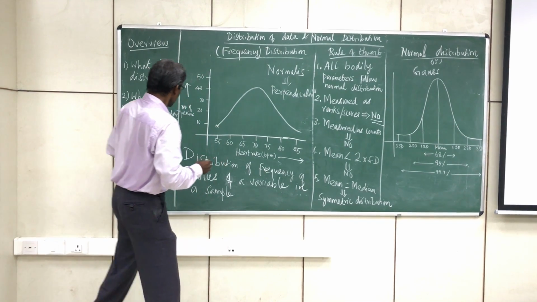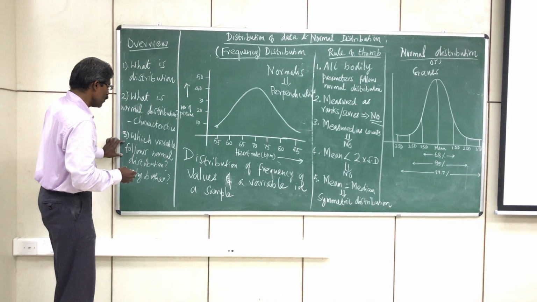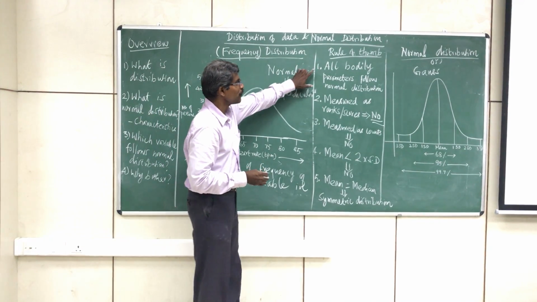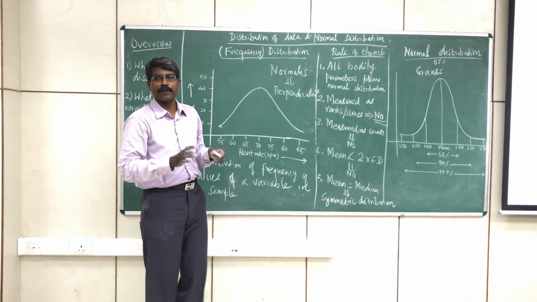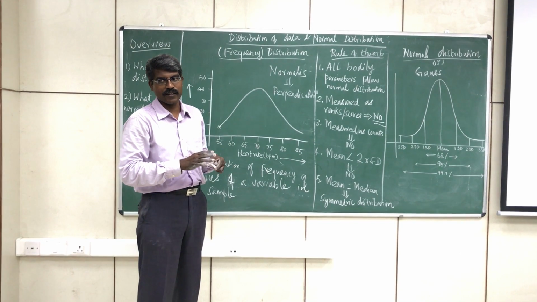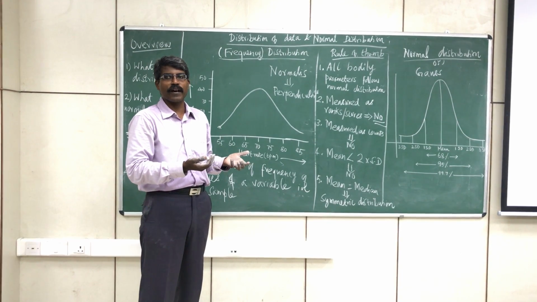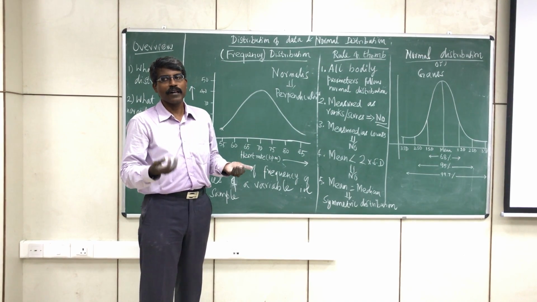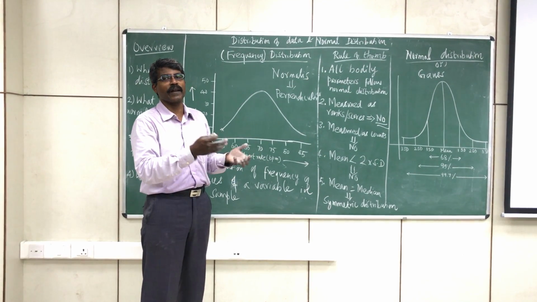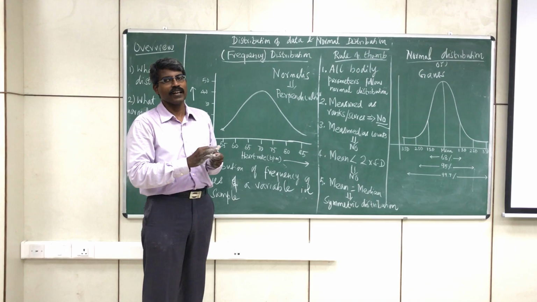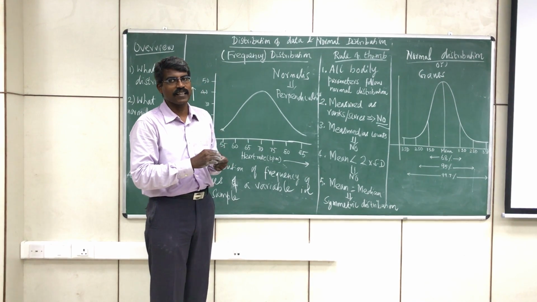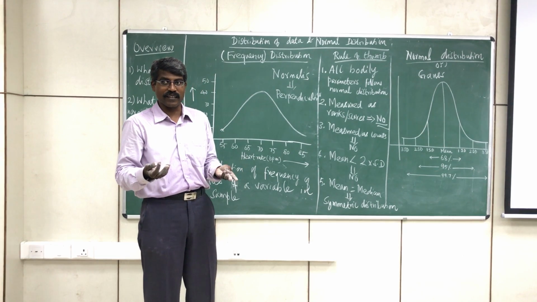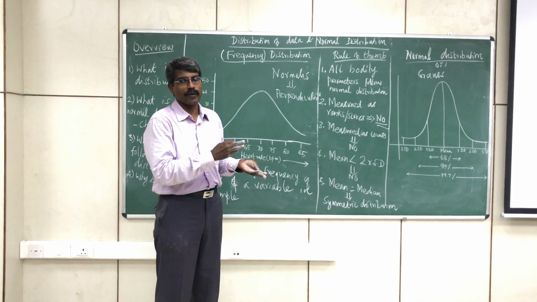Now let's look into which variables follow normal distribution. What is the rule of thumb? Let's look into the first rule of thumb: all bodily parameters follow normal distribution. What are examples of bodily parameters? Weight, height, blood pressure, heart rate, blood glucose, cholesterol. So all these body parameters follow normal distribution. There are one or two exceptions, like antibody titer. Antibody titer is a bodily parameter, but it does not follow normal distribution.